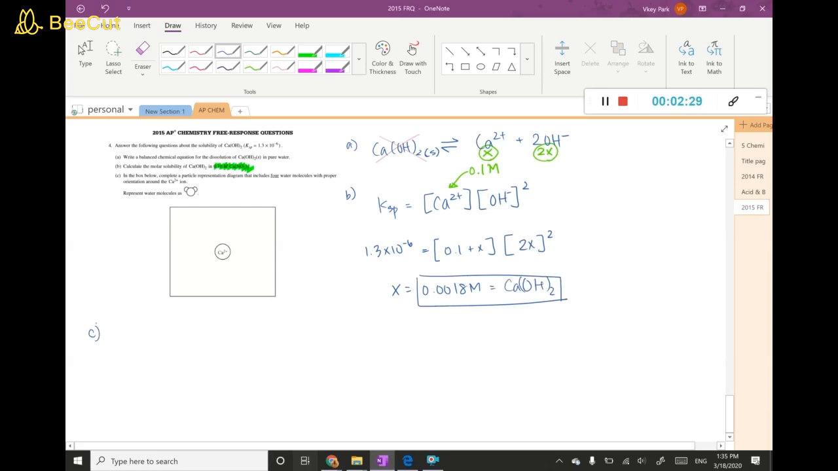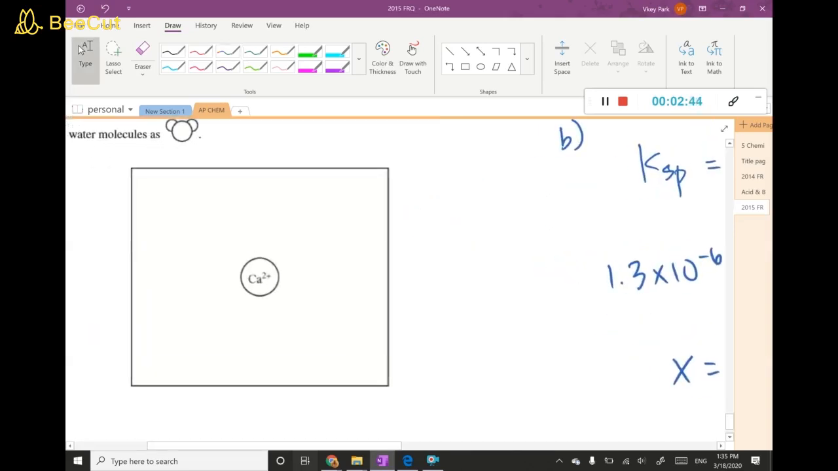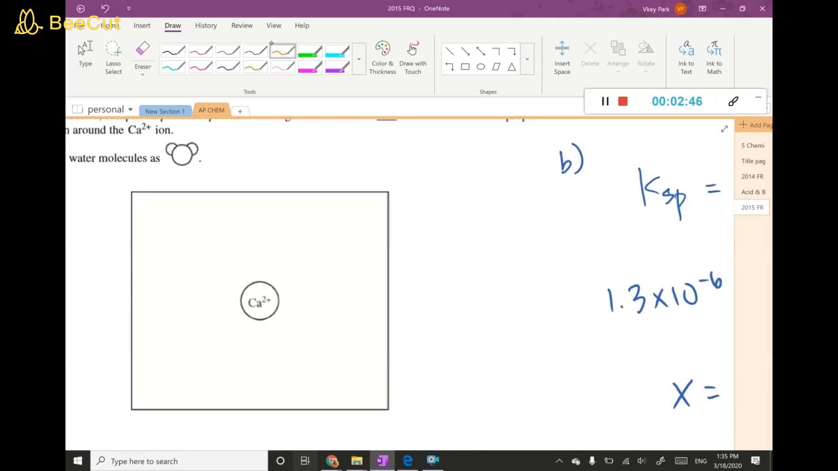So C says, in the box below, complete a particle representation diagram that includes 4 molecules of water, representing a water molecule as that Mickey Mouse thing. So we know calcium is positively charged, and if we look at oxygen, it happens to be negatively charged, partially negative, because the hydrogens are losing their electrons to the more electronegative oxygen. So the Mickey Mouse ears are going to be facing outside, away from the calcium because it's a cation. So it's supposed to look like this. Okay, cool. Super easy, right?